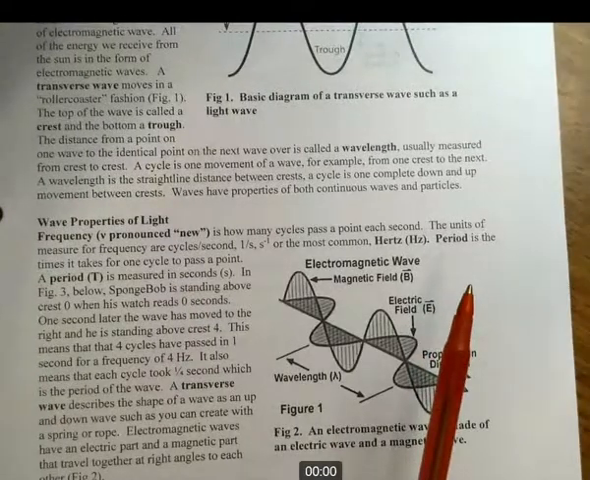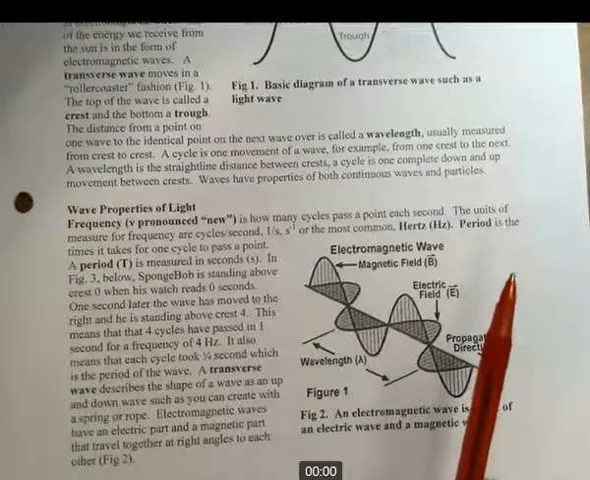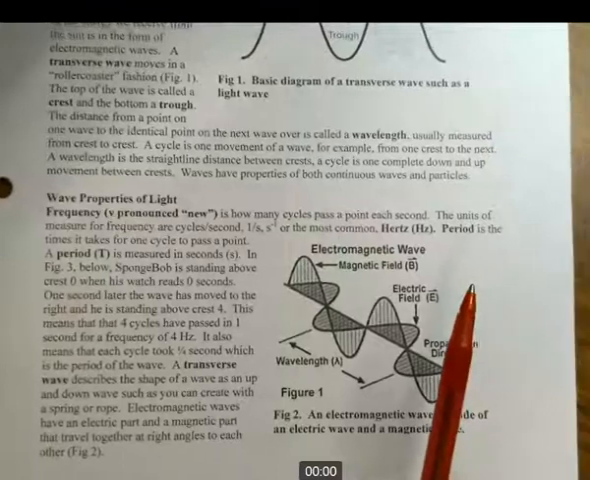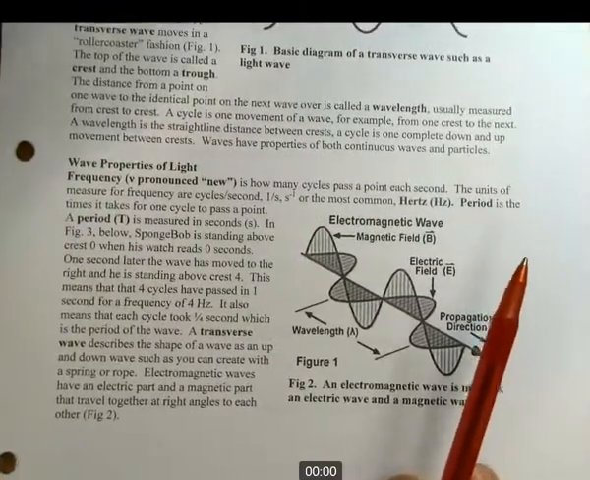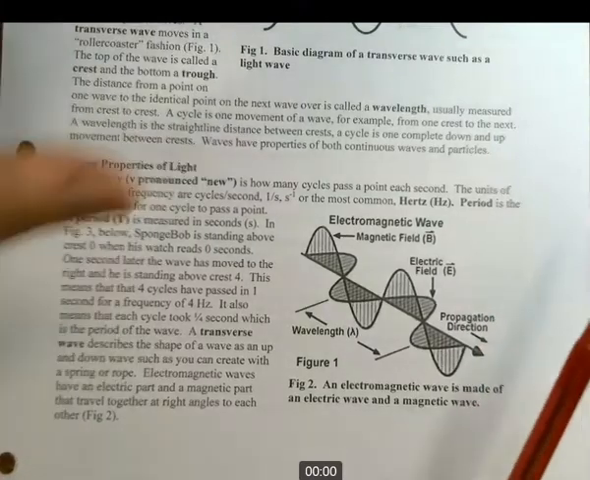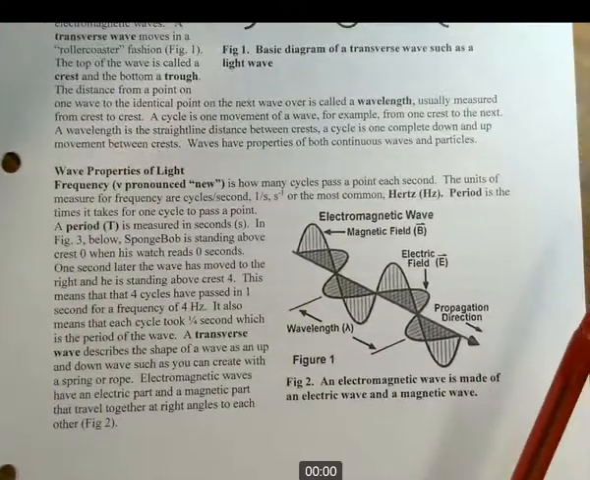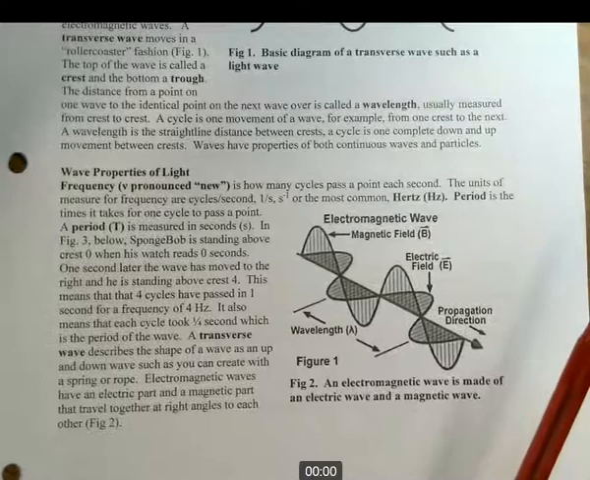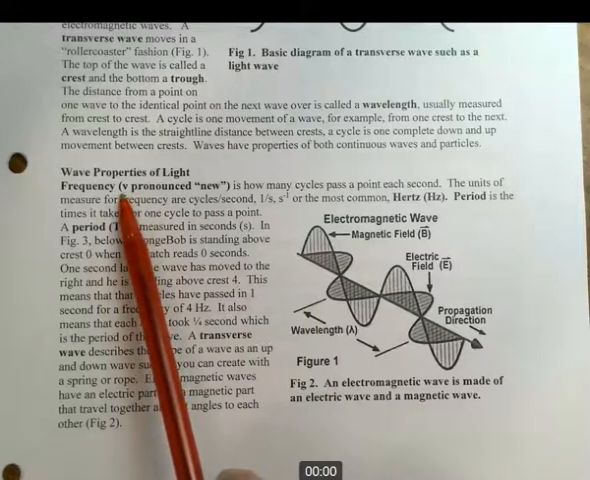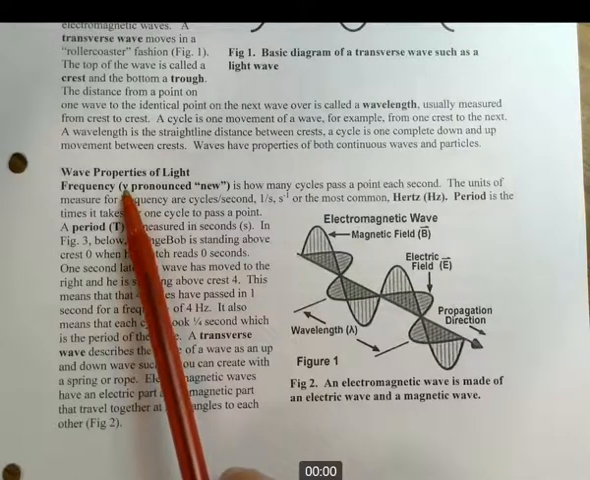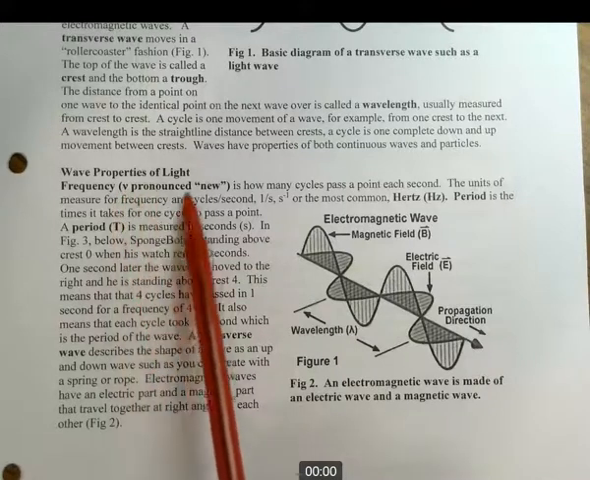Wave properties of light. If you took physics, this is what you learned about light and electromagnetic waves, that they are waves. So frequency uses the symbol nu, pronounced nu. It looks like a V. It looks like what you might have seen in physics as velocity, but it's not. It's a Greek letter, and it's pronounced nu.